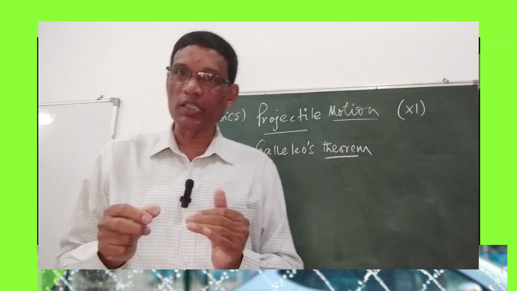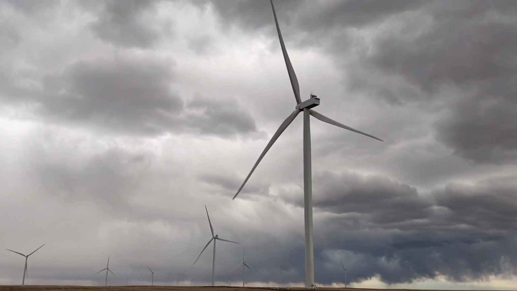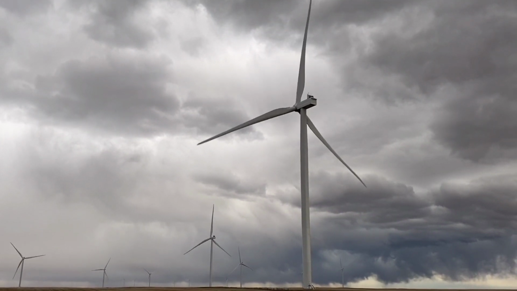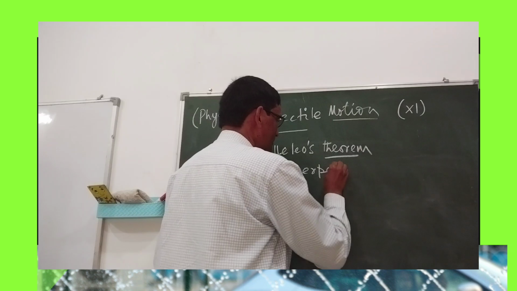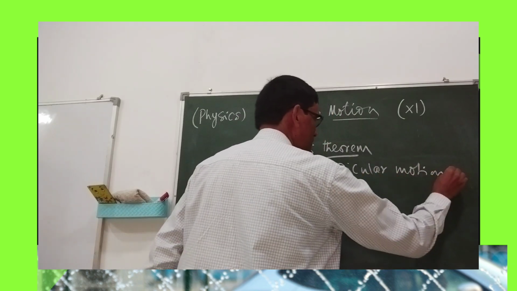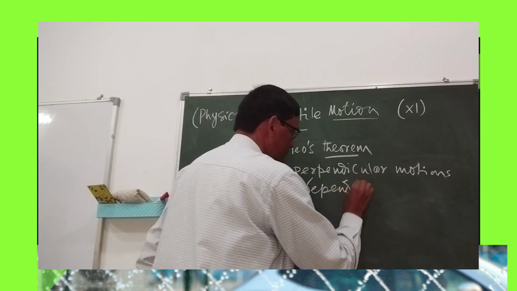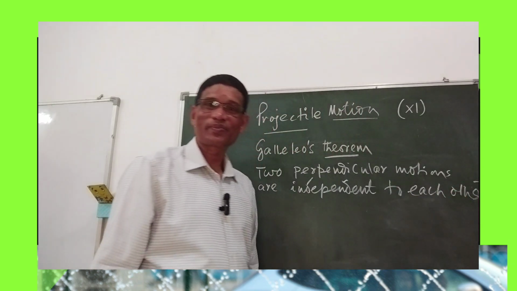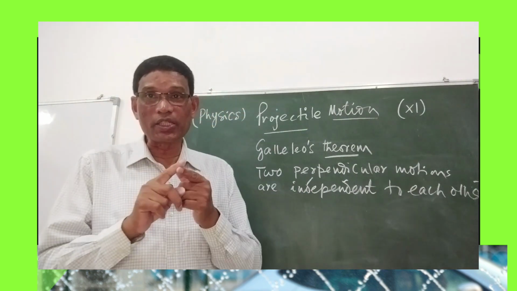एक थ्योरम गैलीलियो ने दिए थे। उनका बोलने का मतलब था कि two perpendicular motions are independent to each other. Two perpendicular motions are independent to each other. This is very important to understand, right?